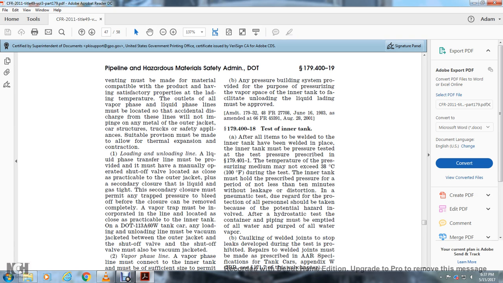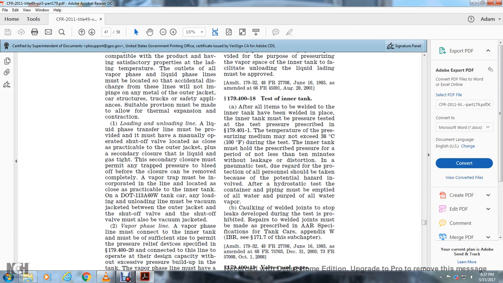Any of the pneumatic tests should be regarded with the protection of all personnel should be taken because of the potential hazards involved. The hydrostatic test, the container piping must be emptied with all the water purged, all water vapor. Caulking and welding joints to stop the leak developing during the test is prohibited. Repair of the weld joints must be made as prescribed in the AAR specification tank cars, Appendix W.